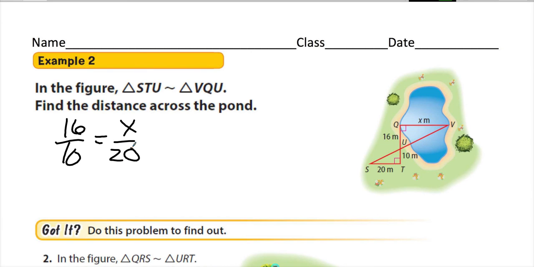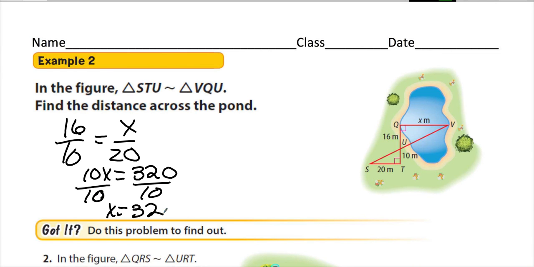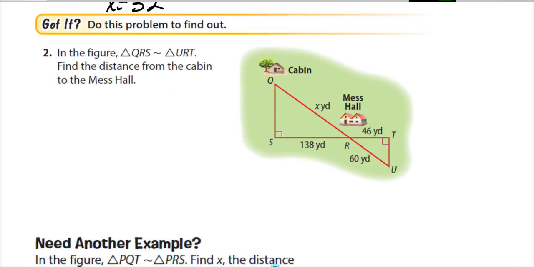Okay, so for this one we would have 10x, 16 times 20, which is going to be 320. Divide that by 10, and then just drop off the 0. And that just makes it 32. All right, that one was labeled for us, so we don't have to label in that one. It's just 32. Again, if they give you the measurement already, you don't actually have to label it. All right, let's try the got it question, and go ahead and try the need another example as well, all by yourself. I think you guys got this down now.